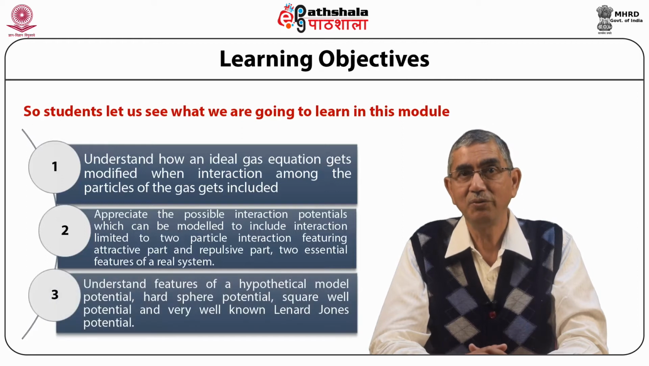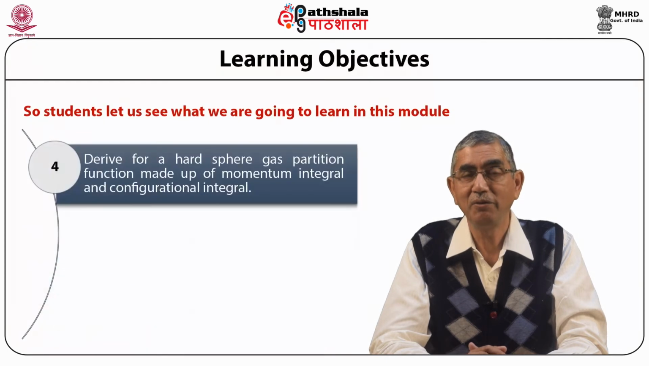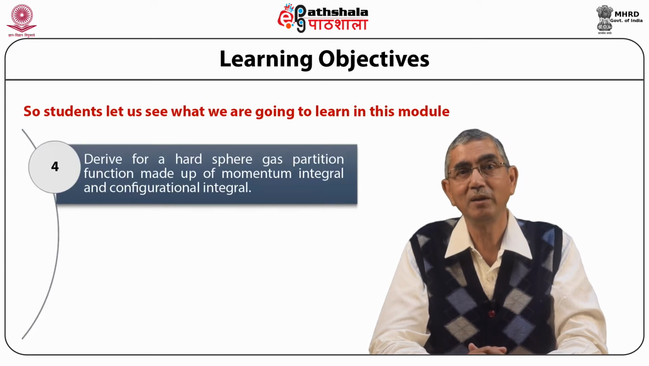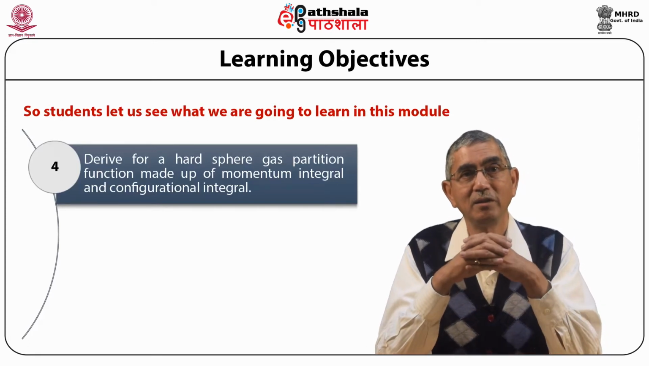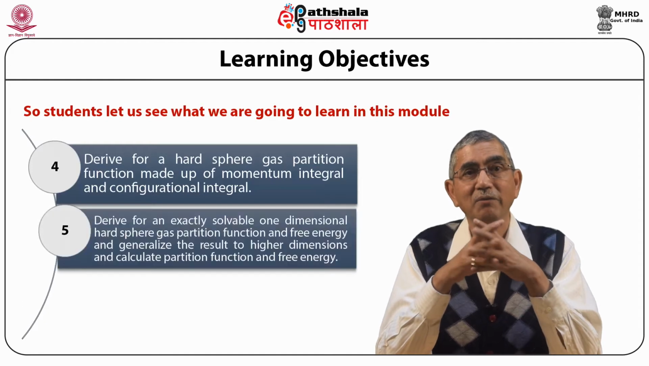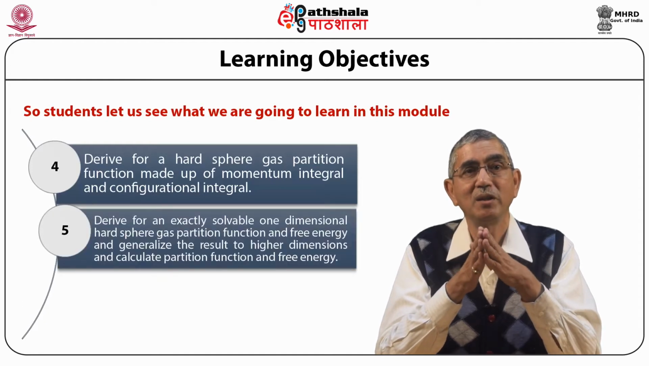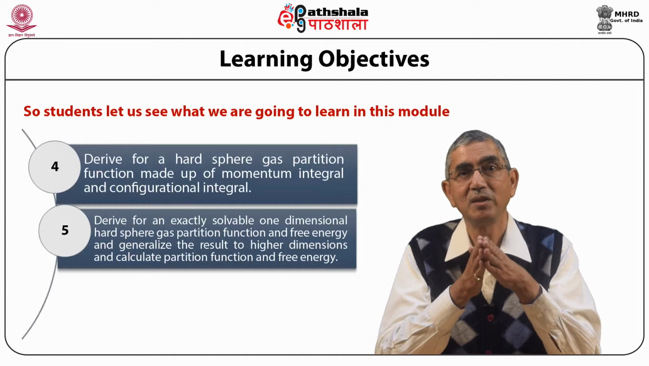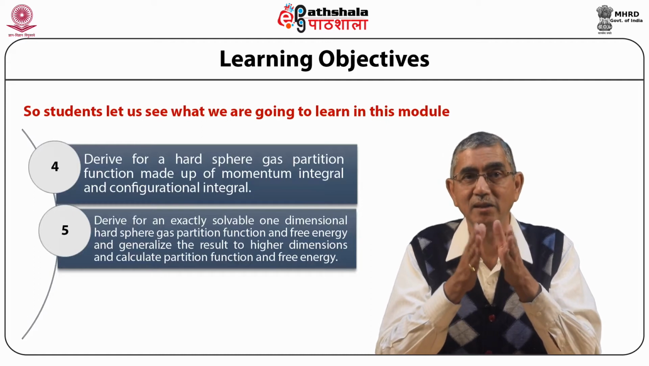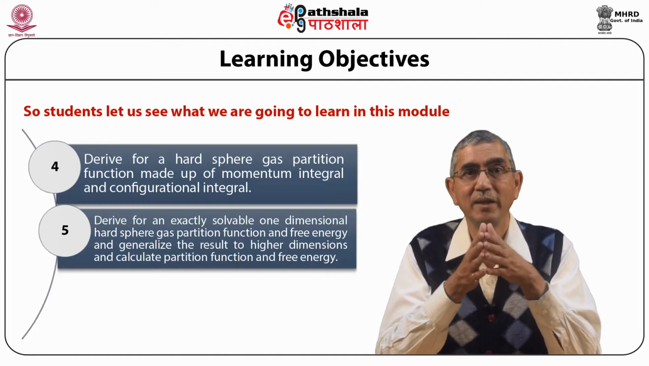We will try to understand features of a hypothetical model potential, hard sphere potential, Square-Well potential, and the very well known Lennard-Jones potential. We will derive for a hard sphere gas the partition function made up of momentum integral and configurational integral. We will derive for an exactly solvable one-dimensional hard sphere gas the partition function and free energy, and generalize the result to higher dimensions and calculate partition function and free energy.